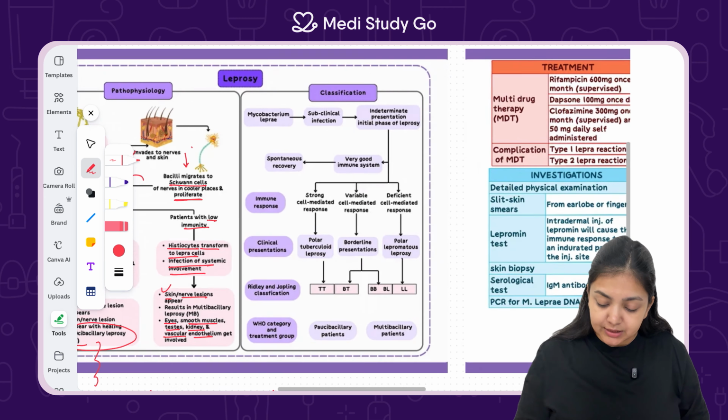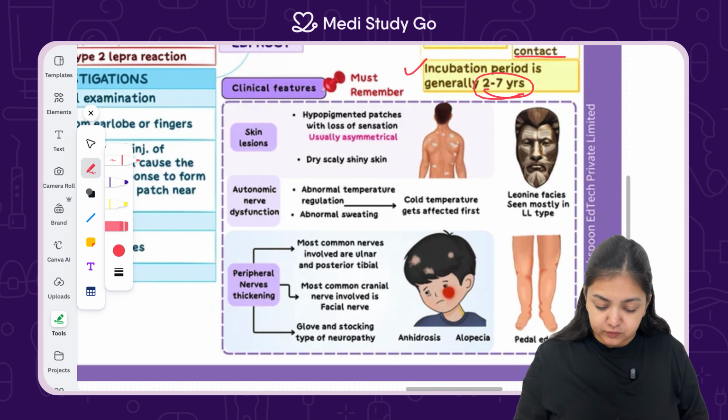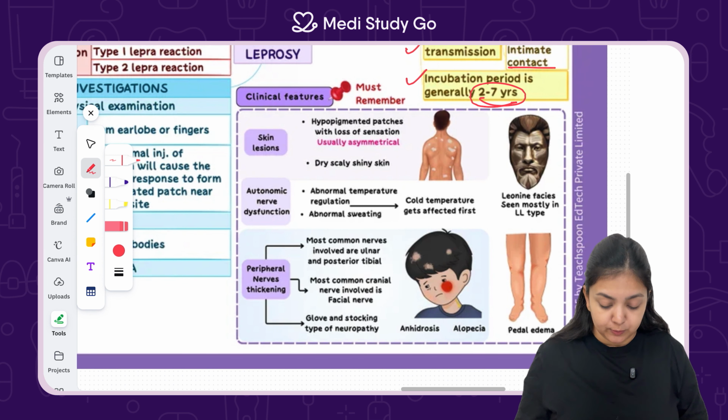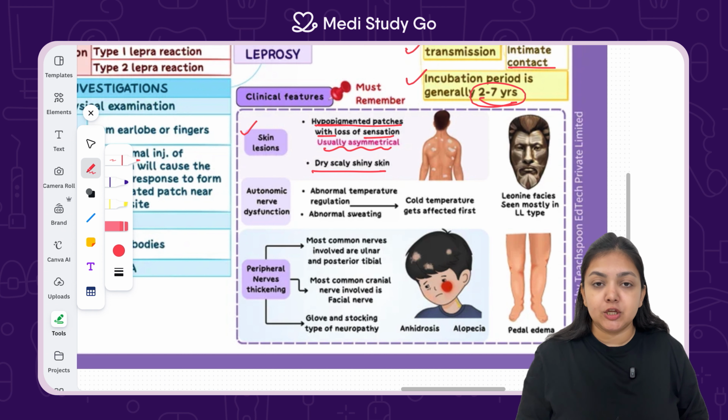Now, what will be the clinical features for this disease? If all of this is happening, skin lesions are going to be there and nerve involvement is going to be there, because whichever organ the bacilli affect, symptoms will be present. For skin lesions, there are going to be hypopigmented patches with loss of sensation. It is usually asymmetrical and there is going to be dry, scaly, shiny skin because the lesion will be present. For nerve system involvement, abnormal temperature regulation will be present and abnormal sweating is there because the body tries to maintain its temperature.